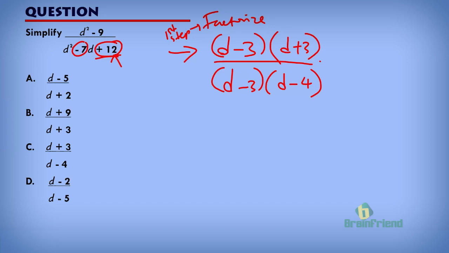We find common factors, and then we cross them out or we divide through by those common factors. Look at our expression carefully. What are the common factors? We have d minus 3 as a common factor. It is present in the numerator. It's also present in the denominator. So let's cancel out, and what do we have left? D plus 3 all over d minus 4.